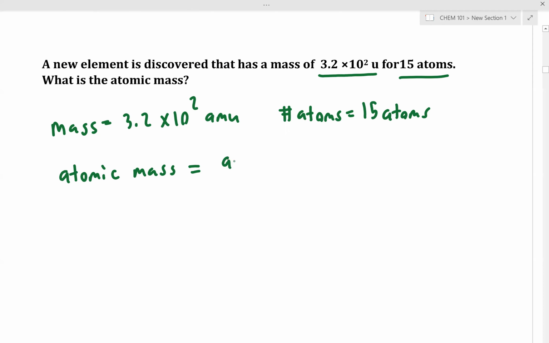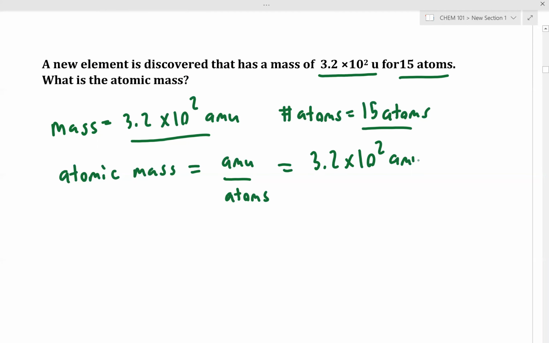AMU, right? Over atoms. Okay, so we have the mass in AMU, we have the number of atoms, we have all the information we need, right? So let's just plug that in. So we have 3.2 times 10 to the second AMU divided by 15 atoms. Okay, and that gives us an atomic mass.